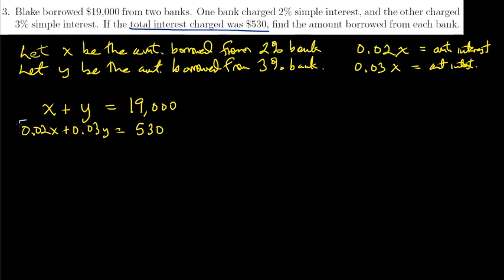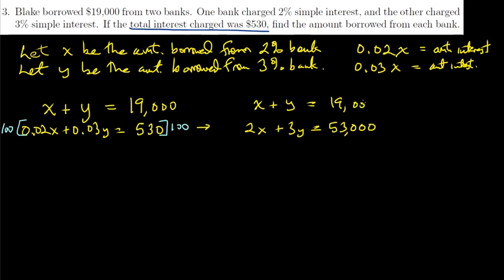Now, if you don't like decimals, it's easy enough. Just multiply by 100, right? On both sides, that's going to give you 2x plus 3y equals 530, and then 2 more zeros, so 53,000. And we can leave the first equation alone: x plus y equals 19,000. So there's our two equations again, this time without decimals, without fractions.